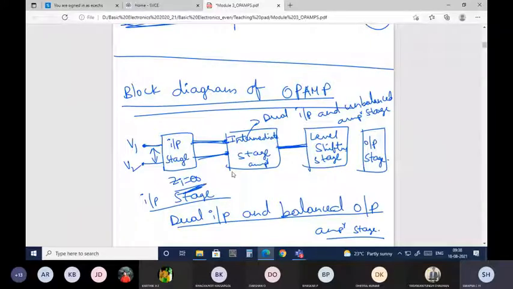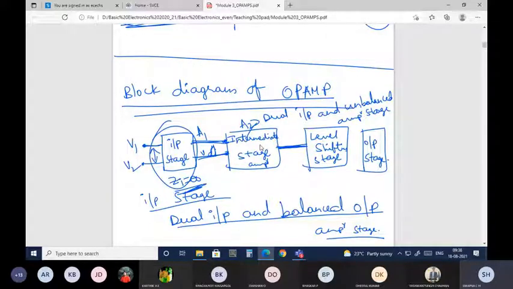This intermediate stage also takes the difference between these two and amplifies it, and it provides additional gain. Here the input stage will provide some gain, let me consider the gain is A1. The second amplifier, the intermediate stage amplifier, provides some additional gain, which will be A2.